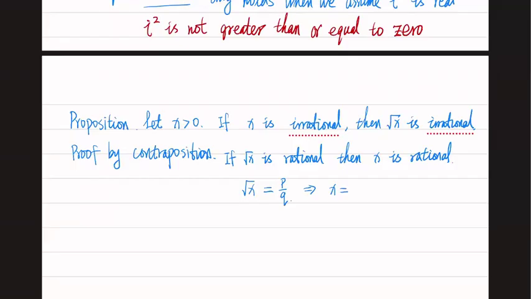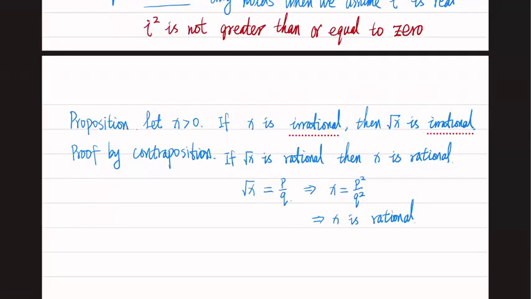Aaron. X equals P squared over Q squared. Okay, so this implies now we can see this number is the quotient of two integers. So by the very definition, it means X is a rational number. And therefore XQ squared is equal to P squared. No, therefore X is rational. Oh, okay. That's all we need. I was trying to interpret that equation.